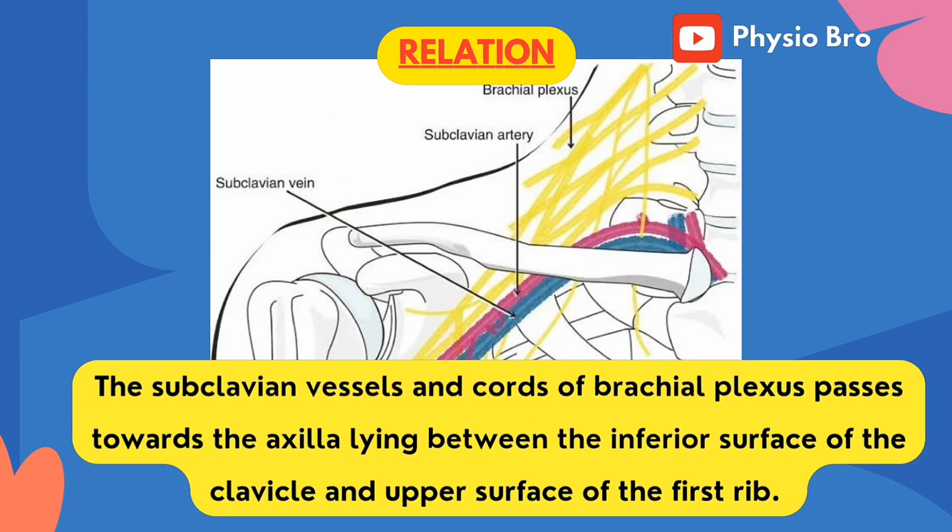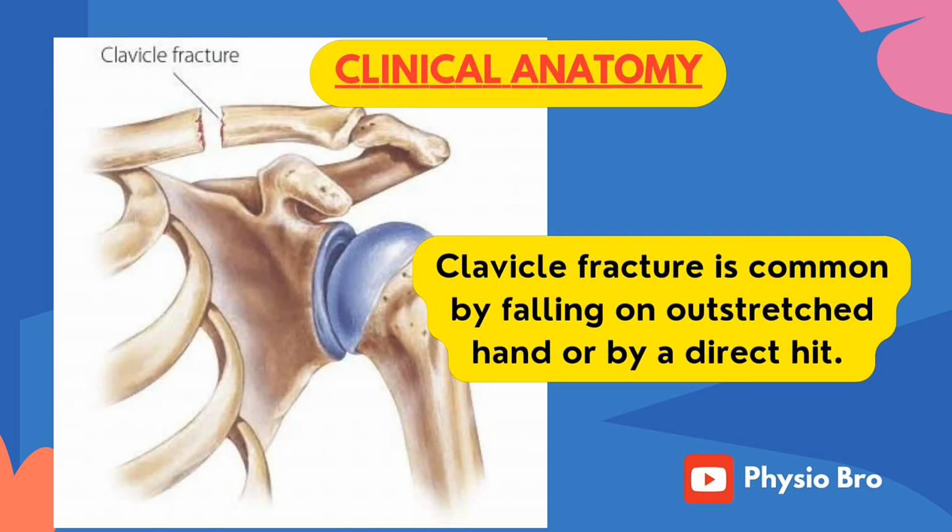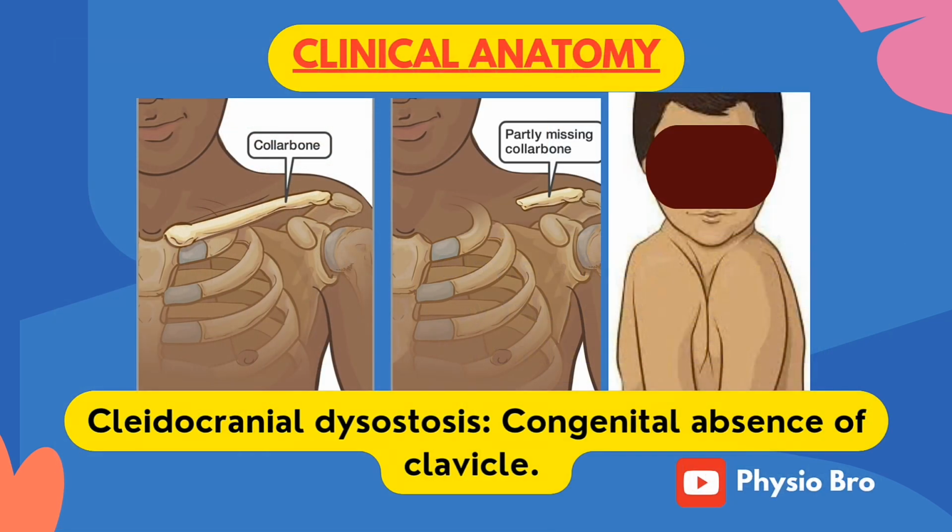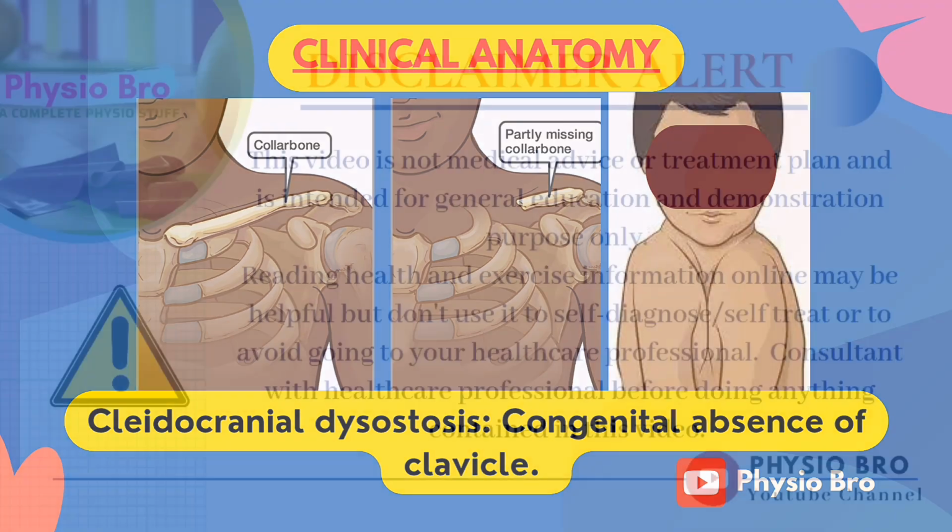Relation. The subclavian vessels and cords of brachial plexus pass towards the axilla, lying between the inferior surface of the clavicle and upper surface of the first rib. Clinical anatomy. Clavicle fracture is common by falling on outstretched hand or by a direct hit. Cleidocranial dysostosis means congenital absence of clavicle.